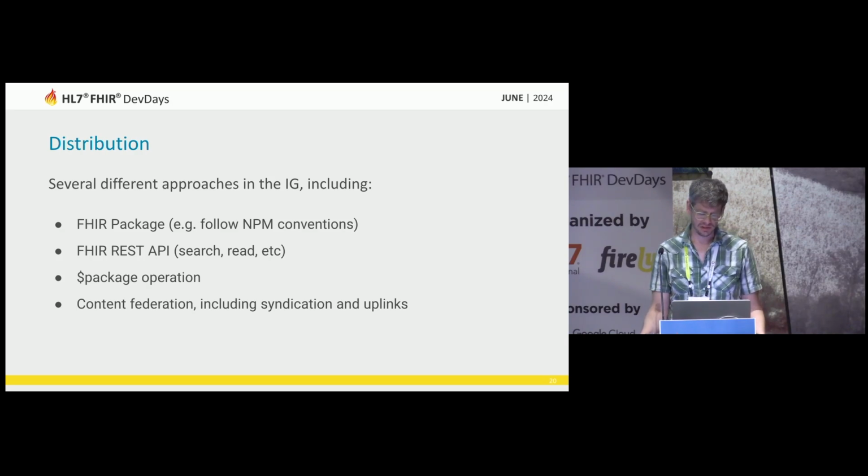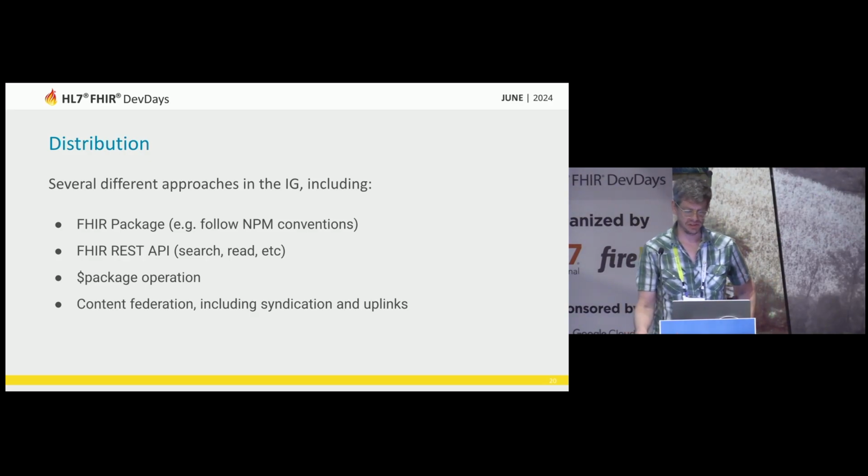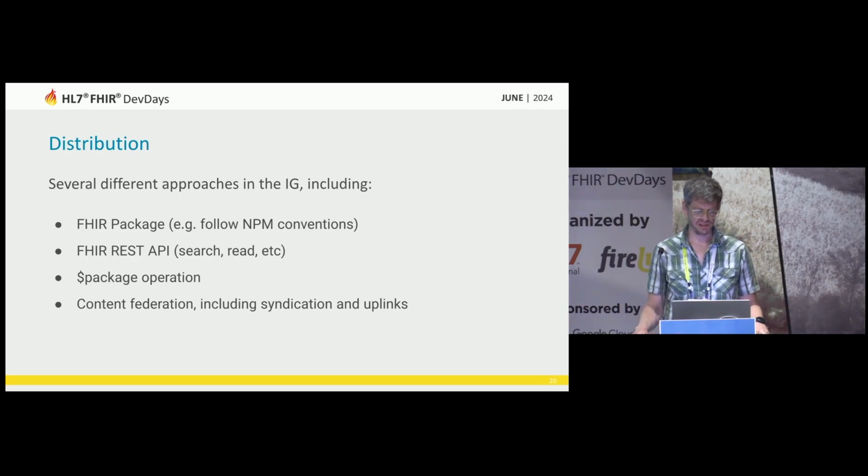And now for distribution, in the implementation guide, we try to cover different use cases. So there's the package use case and the FHIR REST use case. We also have this package operation, which I know might be confusing because the word package is appearing many times. And then there's this idea of content federation, where you might have upstream partners creating content for your institution, and how do you share across that boundary, and how would the customers of your content keep up to date as new things change. So there are several modes of distribution covered in the IG as well.